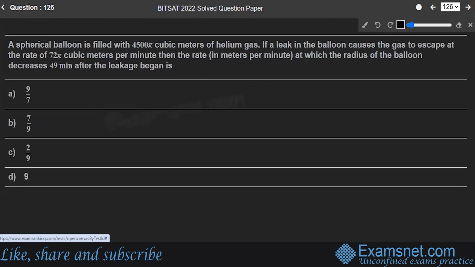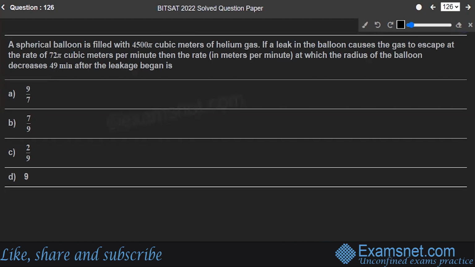Hope you understood. Next is question 126. A spherical balloon is filled with 4,500 pi cubic meters of helium gas. If a leak in the balloon causes the gas to escape at the rate of 72 pi cubic meters per minute, then find the rate in meters per minute at which the radius of the balloon decreases 49 minutes after the leakage began.